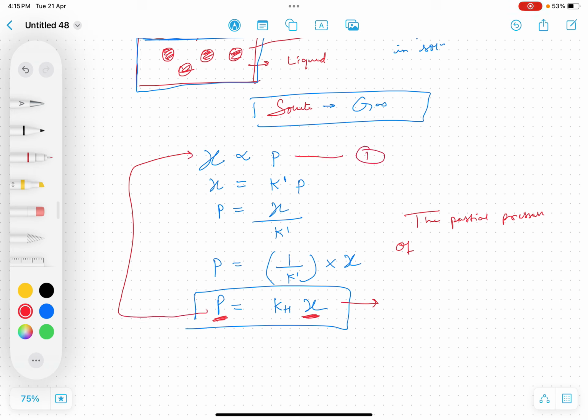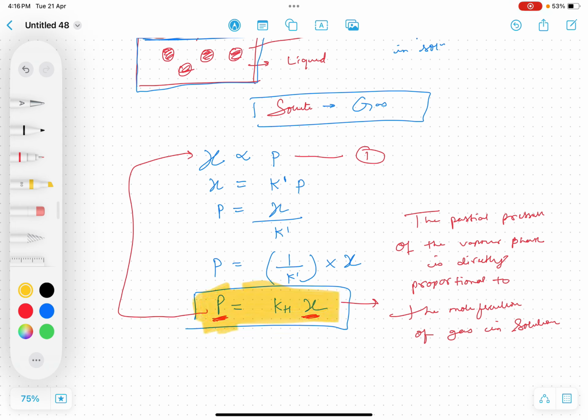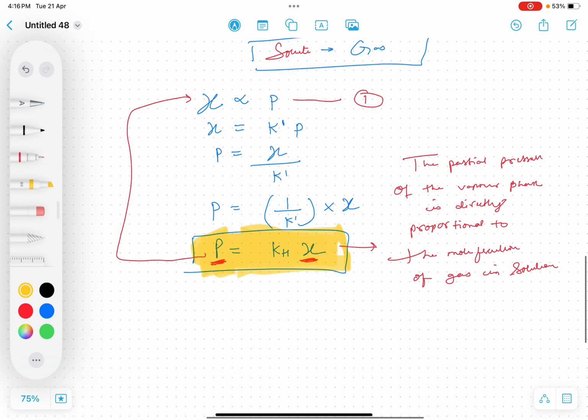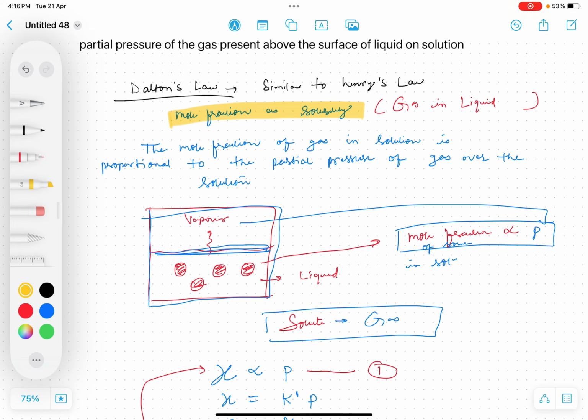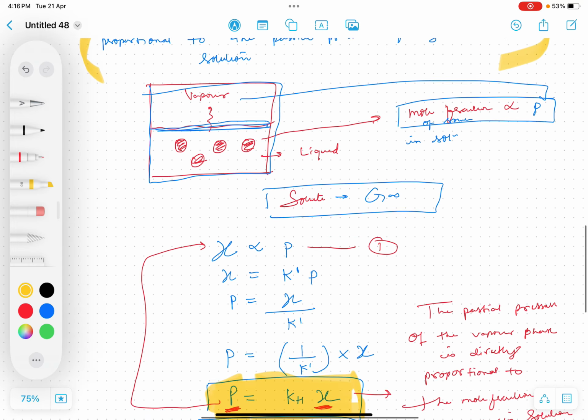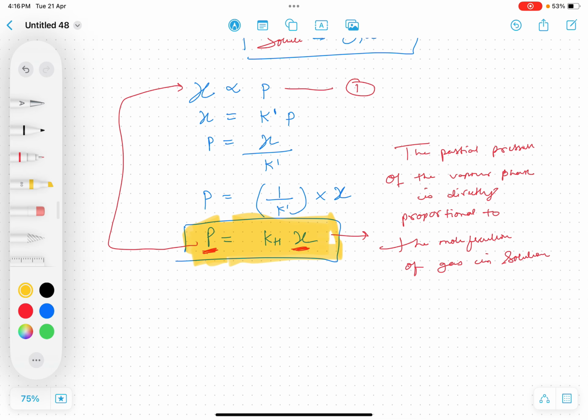equation we can see that the mole fraction is directly proportional to the partial pressure. Now we have changed our expression as the partial pressure of the vapor phase is directly proportional to the mole fraction of gas in solution. So it is very easy. So we have this expression and we use this expression for every numerical question, but we can define this law by two statements. First is by saying that the mole fraction of gas is directly proportional to the partial pressure, or we can also change this by saying the partial pressure of vapor phase is directly proportional to mole fraction.